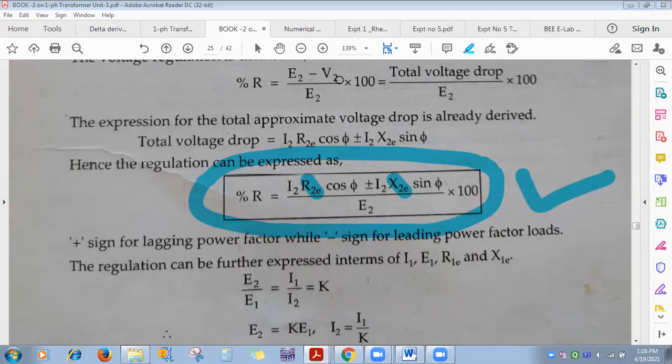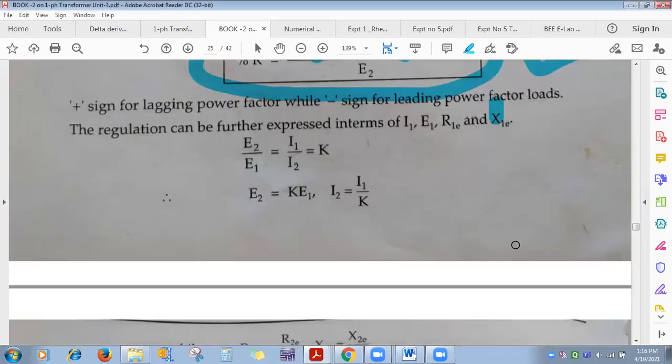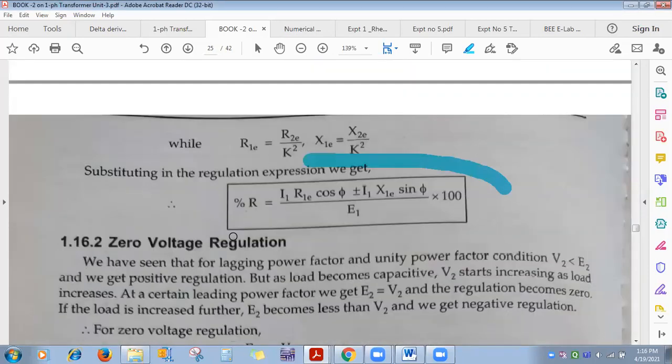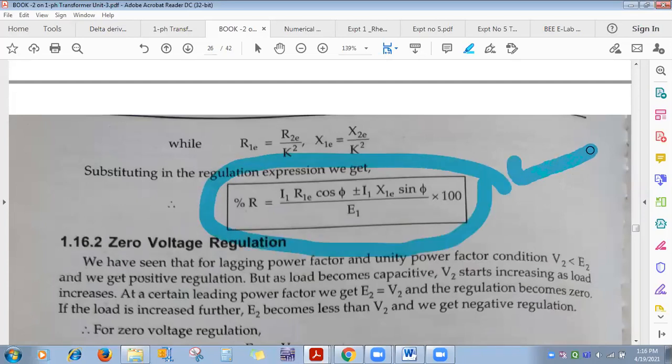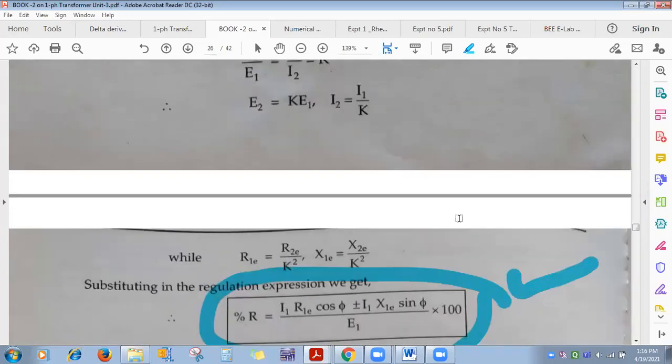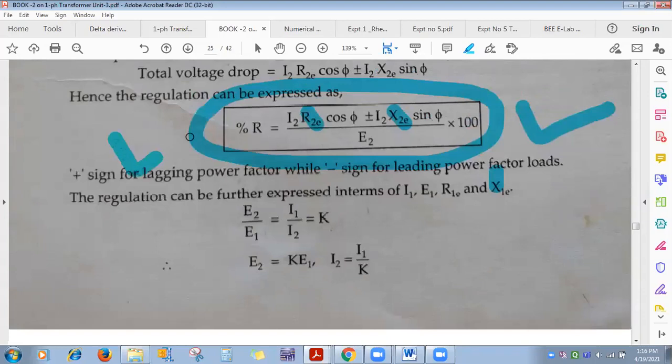Secondary. Correct. It is referred to secondary. Very good. And referred to primary also, the formula is there. One minute, I will show you. See, referred to primary. Either you use the formula referred to primary or you use the formula referred to secondary. By both formulas, you will get the same answer.